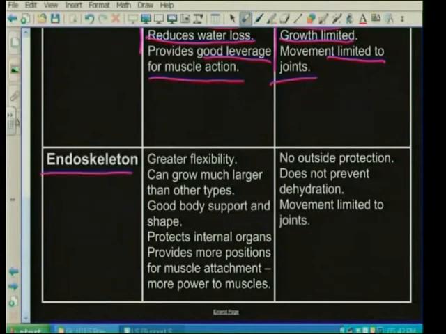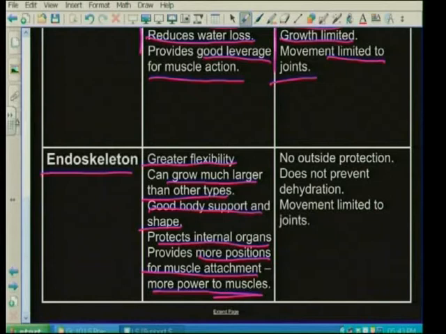Last up is the endoskeleton. Advantage is, firstly, it gives the organism greater flexibility because the skeleton is inside the body. Secondly, the animal can grow much larger than the other types. That means the types that have hydrostatic skeleton and the types that have exoskeletons. It gives good body support and shape, obviously. It protects the internal organs, and it provides more positions for muscle attachment, therefore more power to the muscles, therefore more effective movement.